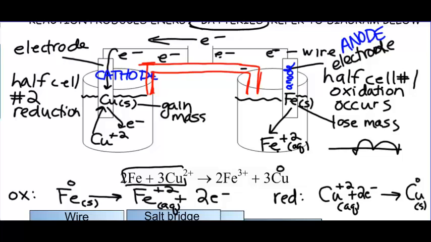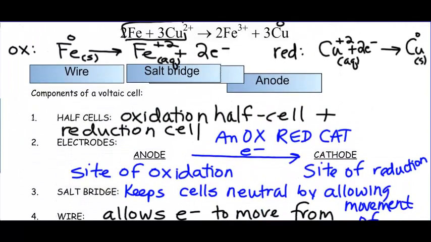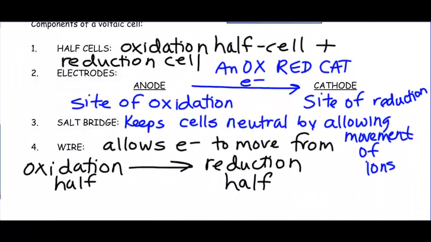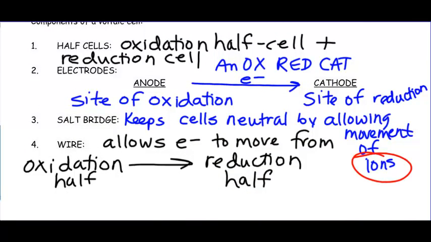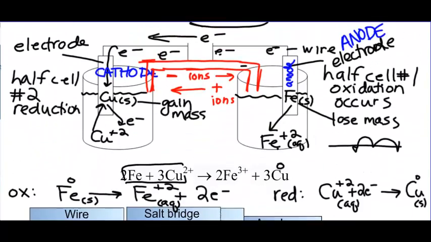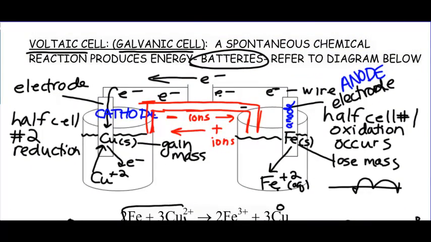So if negative electrons are moving to the left, then negative ions would move to the right. Oh, except I made it a positive. What's wrong with me? Okay, and positive ions would flow the other way. Positive ions would flow in the same direction as the electrons. So the salt bridge keeps the cells neutral, and it allows ions to move. Okay, that's really important. Ions move in the salt bridge, and electrons move in the wire. Okay, the wire is for electrons. And that is the basic component of any battery.